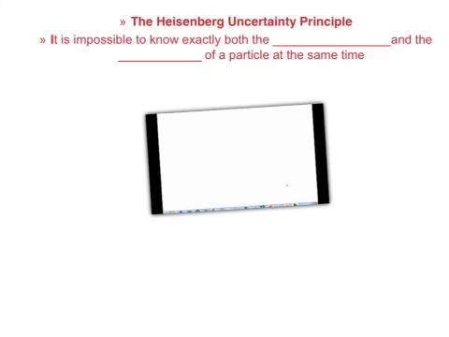Okay, Heisenberg's contribution to the quantum mechanical model is known as the Heisenberg uncertainty principle, which says that it's impossible to know both the location and speed or velocity of a particle at the same time. So let's talk about why that is. I'm going to show you an animation. We're going to watch it all the way through, and then we're going to come back and talk about it.